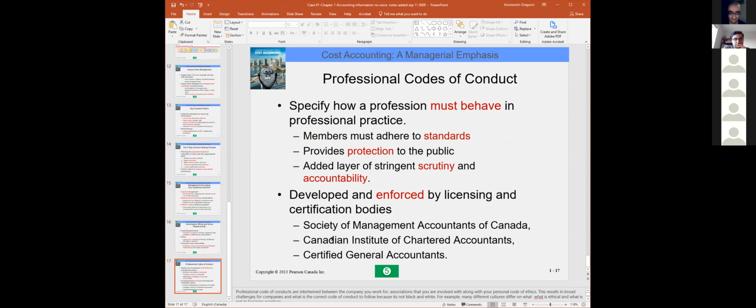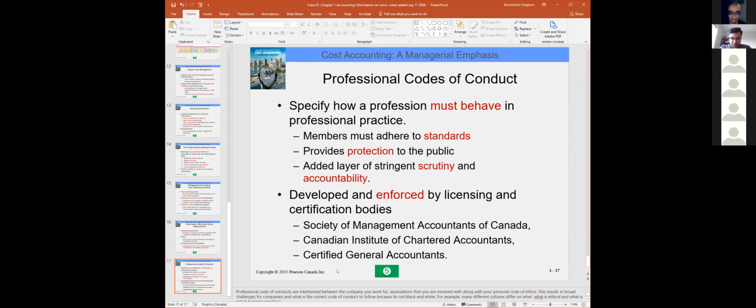Finally, professional code of conduct. Now, this is interesting. Code of conduct and ethical conduct is an interesting topic. It's not as straightforward as some people like to think. So code of conducts are intertwined between the company you work for, the associations that you're involved with, along with your personal code of ethics.